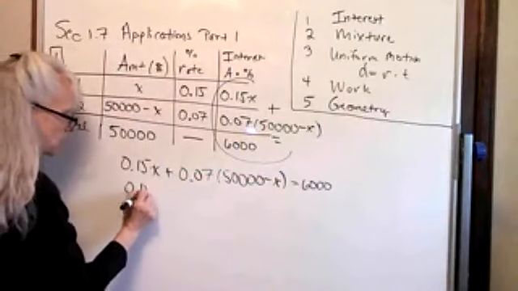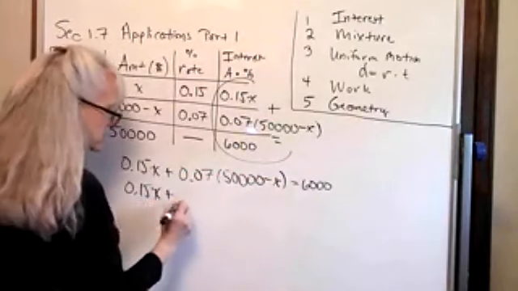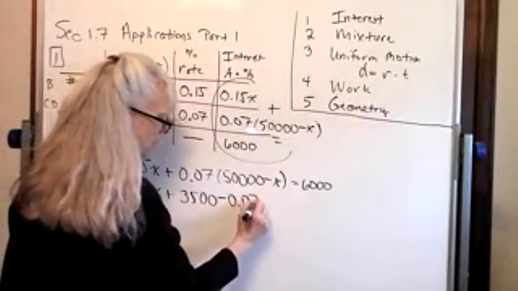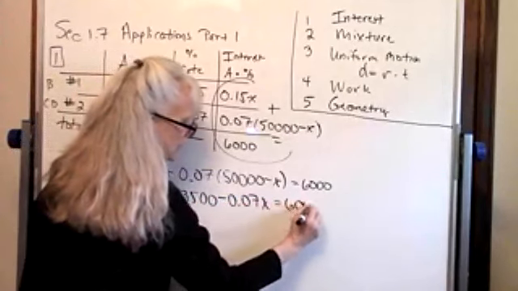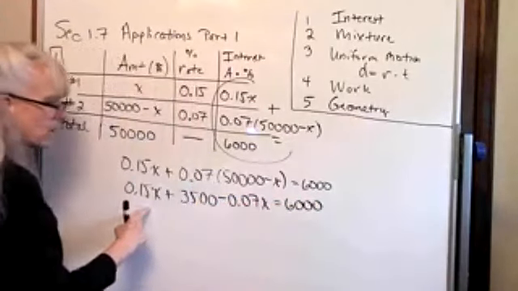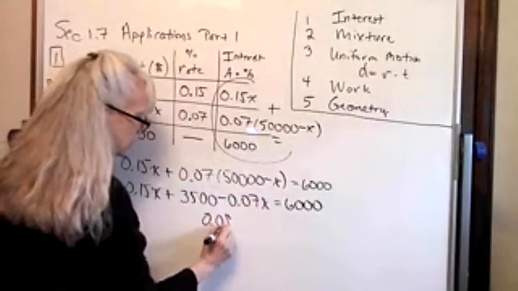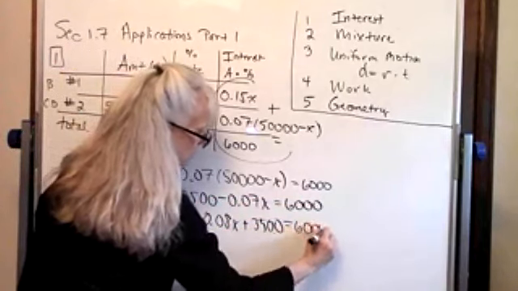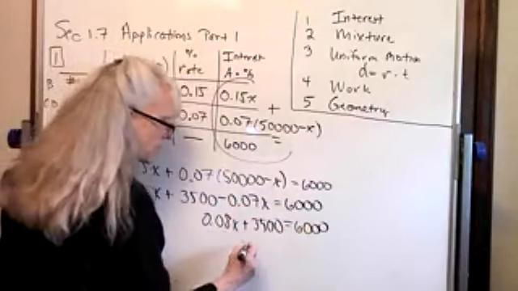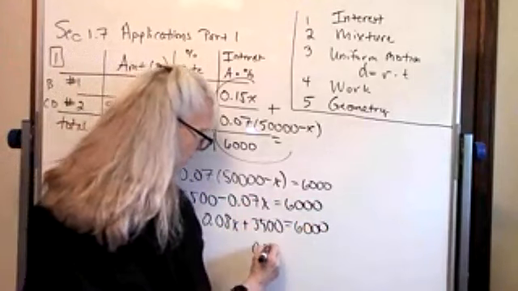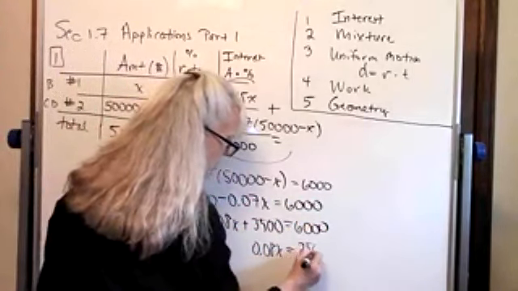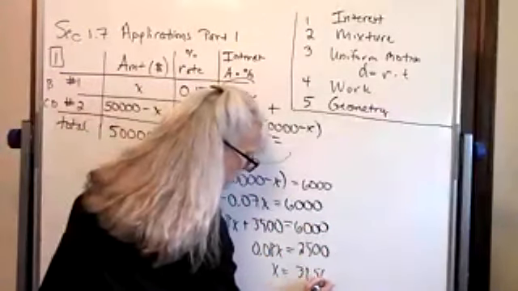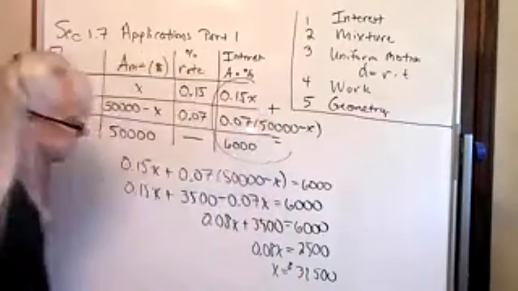So now we're down to the algebra. 0.07 times 50,000 is 3,500 minus 0.07x. Watch my zeros. That's equal to 6,000. We'll collect like terms, so 0.15 minus the 0.07 is going to be 0.08x plus the 3,500 is equal to 6,000. We're going to subtract that 3,500 over to this side. That's going to give us 0.08x is equal to 2,500. And then finally, we'll divide it out. And when we divide it out, we get 31,500. And that's X.